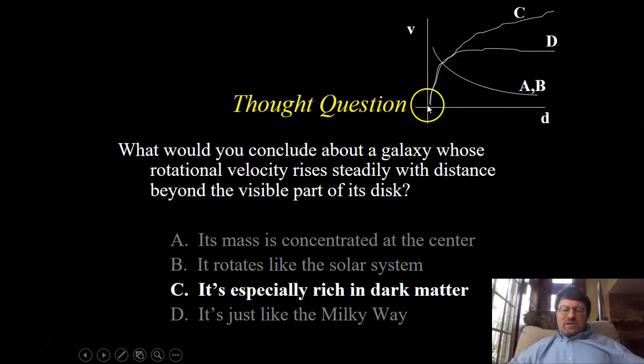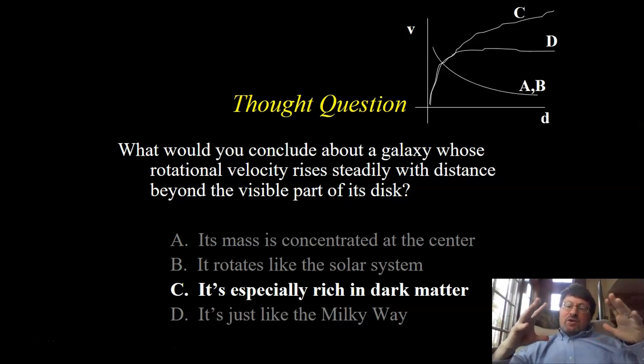If instead, as described in this thought question, the curve goes up and keeps going up, up, up, then the reason for that might be that you have more matter. And as you go out further and further, there's a lot of dark matter, which is gravitationally pulling in on whatever's orbiting, and that gives it those increasingly larger orbital speeds.